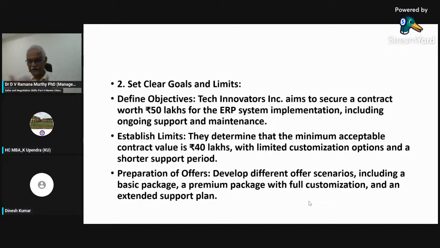Then again bargain. So you may work out, for example, at 40 lakhs of rupees. So that's how we have to go. Then if everything gets settled, next is the preparation of offers. Now develop different offer scenarios including basic package, pre-package, customization, and an extended support plan and all that.